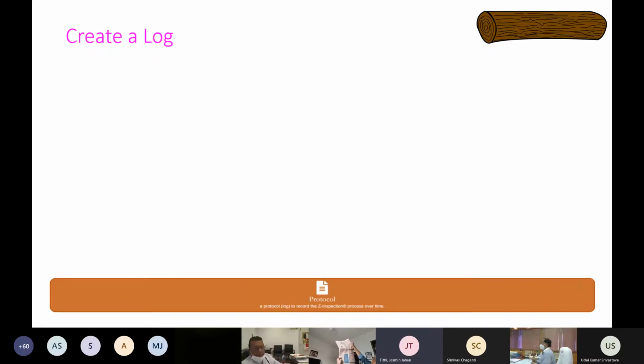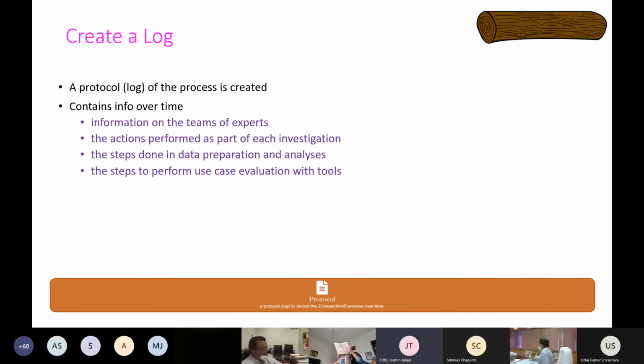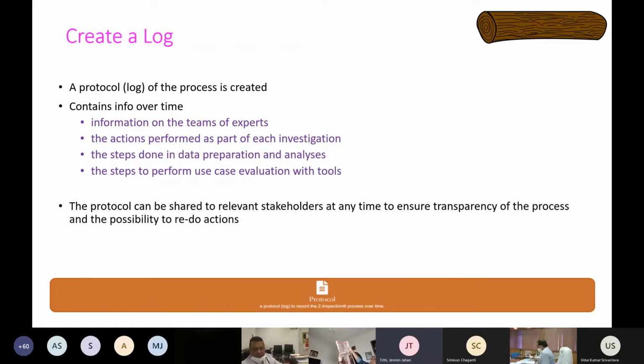The next step in the inspection process is to create a log or protocol document, which records all the information over time for the inspection process. It includes information on the team of experts, the actions that have been taken as part of the investigation, the steps done in data preparation and analysis, as well as the steps to perform different use case evaluations with the tools. The protocol can be shared with the relevant stakeholders at any time to ensure transparency of the process, and it can also be used to redo some of the actions at a later stage.